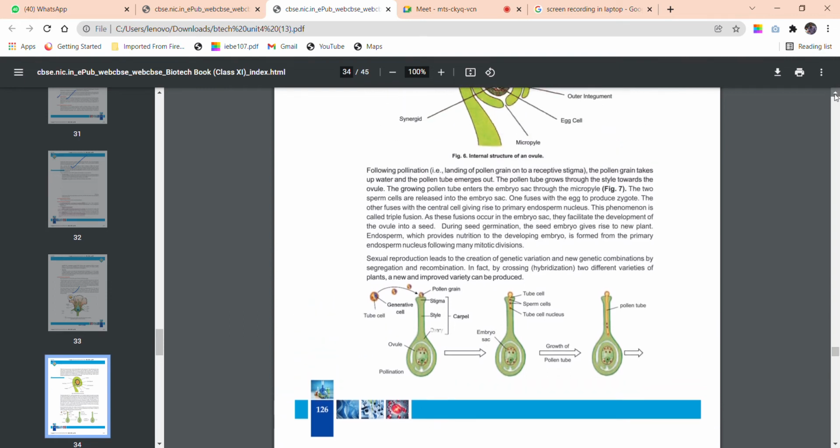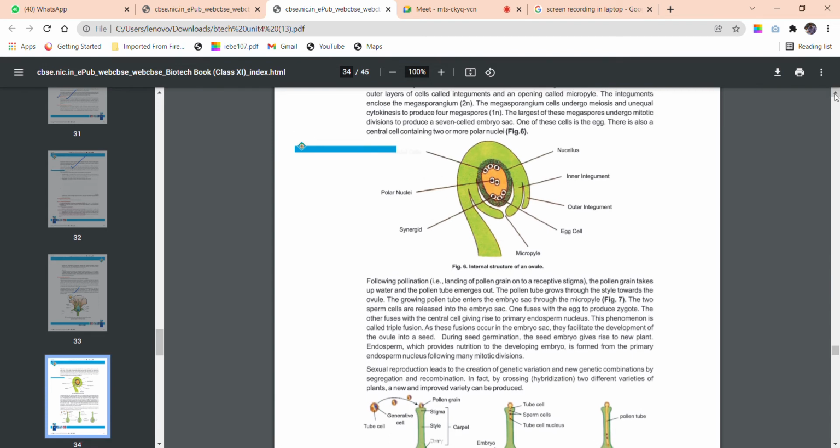Yes, so you observe there are 8 nuclei inside the ovule. There are 8 nuclei inside the ovule. So you know that is the egg cell at the center. Then synergids that will support the nutrition to the growing egg.